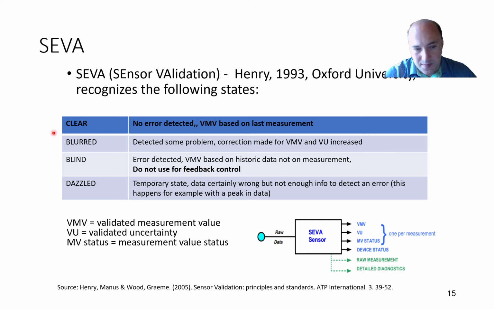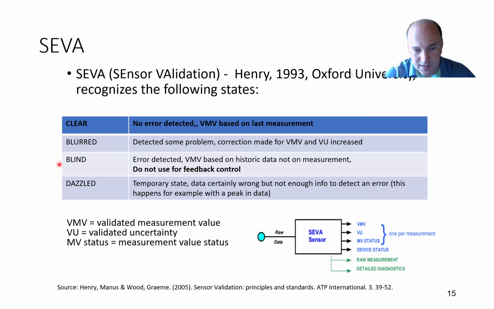The state might be clear. This is when no error is detected, and when your validated measured value is really based on last measurement. The other state might be blurred. This is a state, it's like a temporary state, that is saying us that we have detected some problem, and we have corrected that, and we have recalculated somehow the validated measured value, and we have increased the uncertainty. So this is still a valid state that we may use for control.